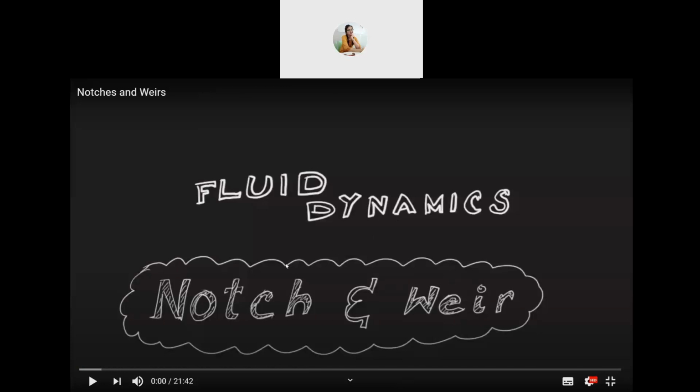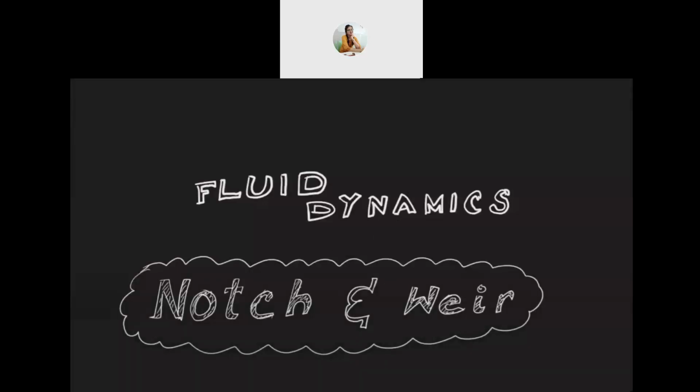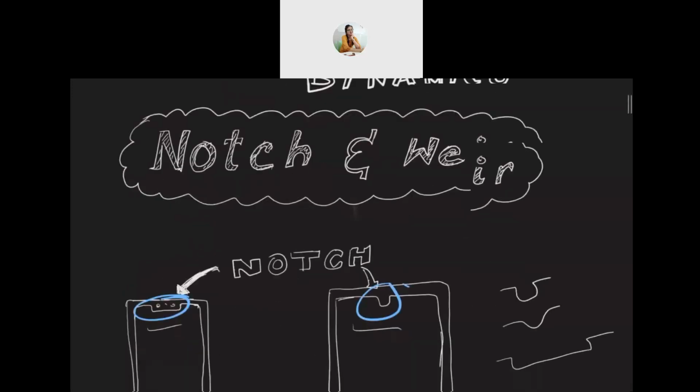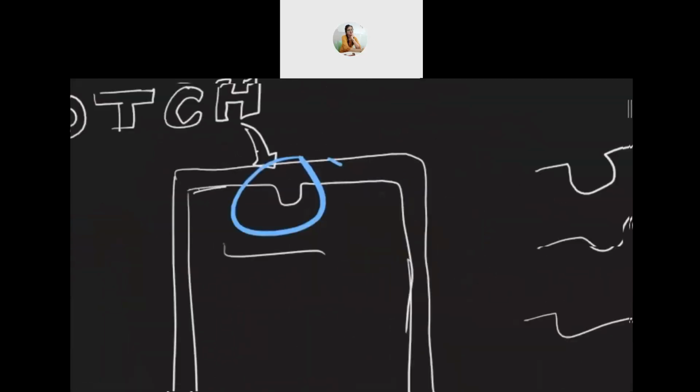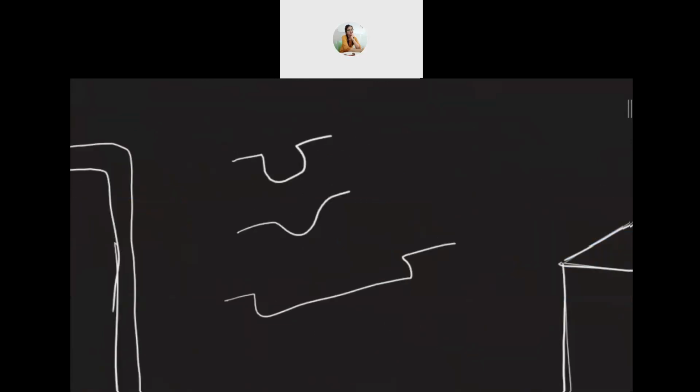Hello everyone. We're going to discuss notches and weirs. Notches and weirs are also used for measuring discharges, but they're mostly used for open channels rather than pipes. A notch, as you know, is nowadays a very common thing in mobiles. So here is a notch, here is a notch. Notches have different shapes and sizes.